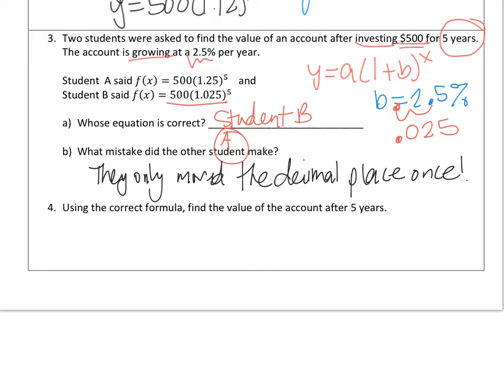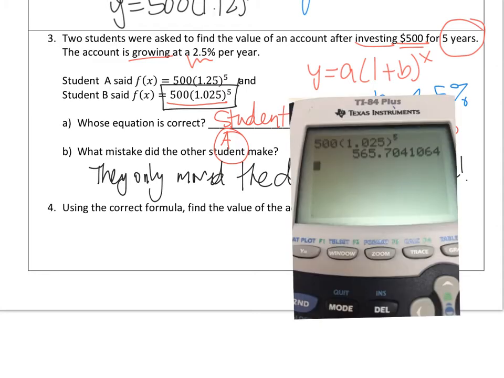Okay, so using the correct formula, find the value of the account after 5 years. Let's see what happens when I input this into the calculator. Okay, so I put it into the calculator, and here's what I got. 565.70411064. So I put it right into the calculator section. Notice there's no y equals here. So the question is, what number do I put down for my answer?